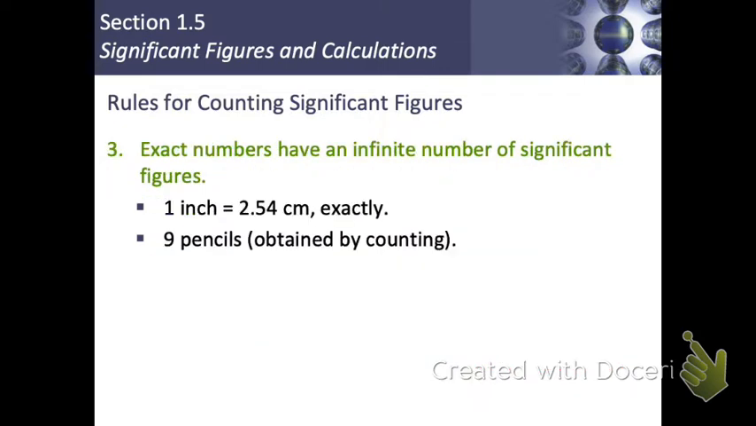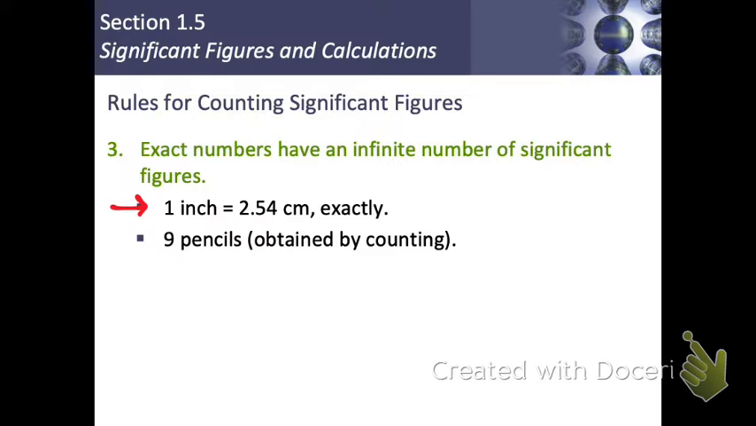Exact numbers have an infinite number of significant figures. I don't really need you to worry about the infinite part of it, but with exact numbers, you don't have to worry about significant figures. When we say exact numbers, we think of things we use to convert. So conversion factors are exact numbers.